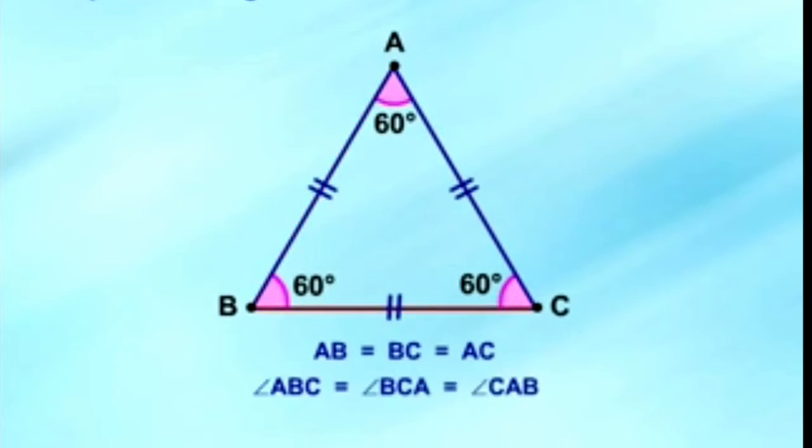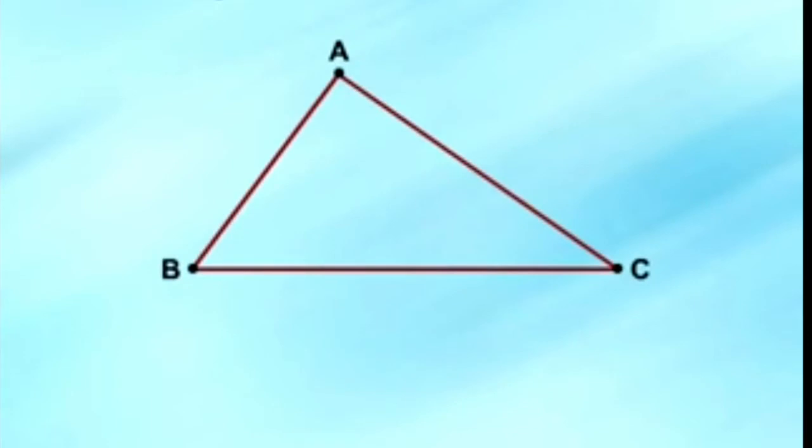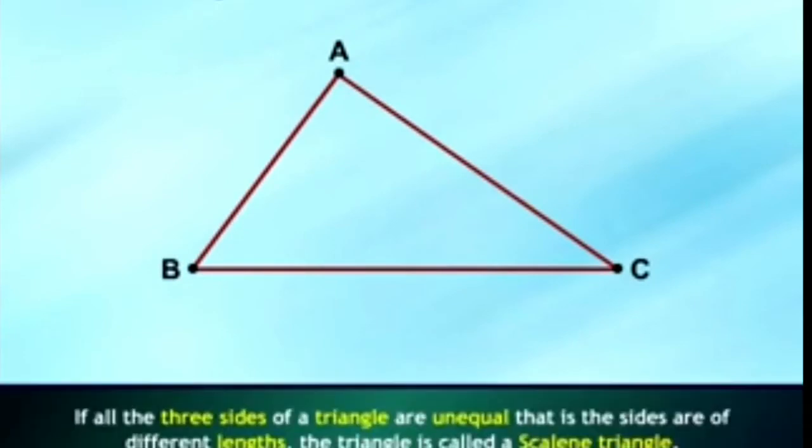Now the last one is the scalene triangle. In a scalene triangle, all the three sides of a triangle are unequal. That is, the sides are of different lengths. Then the triangle is called a scalene triangle.